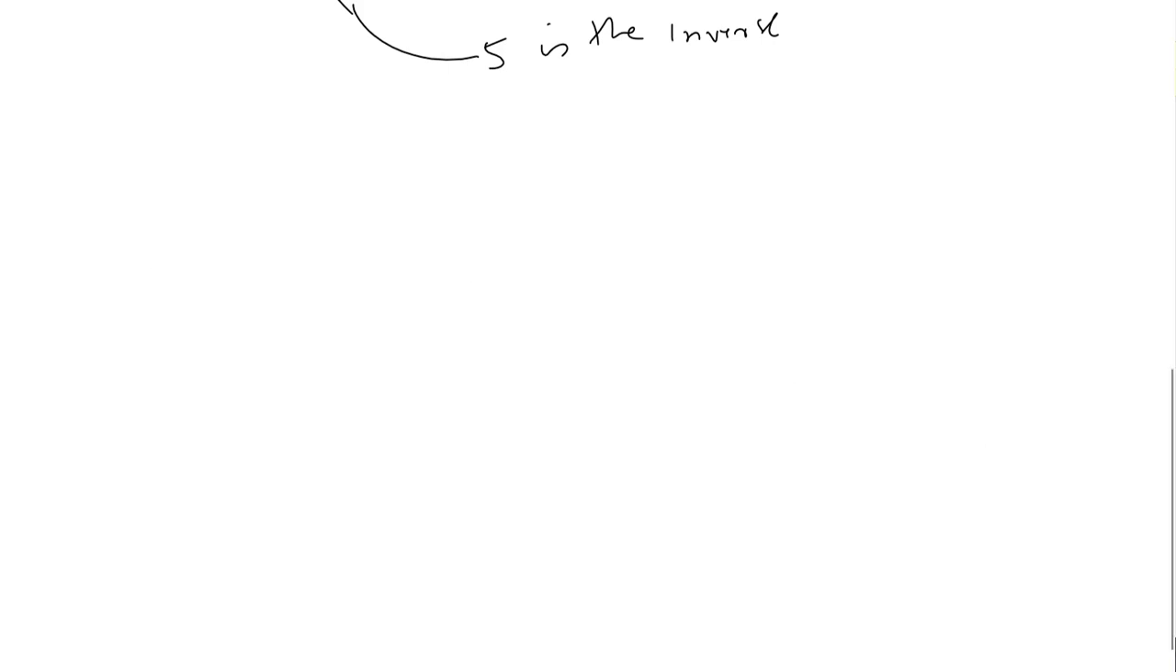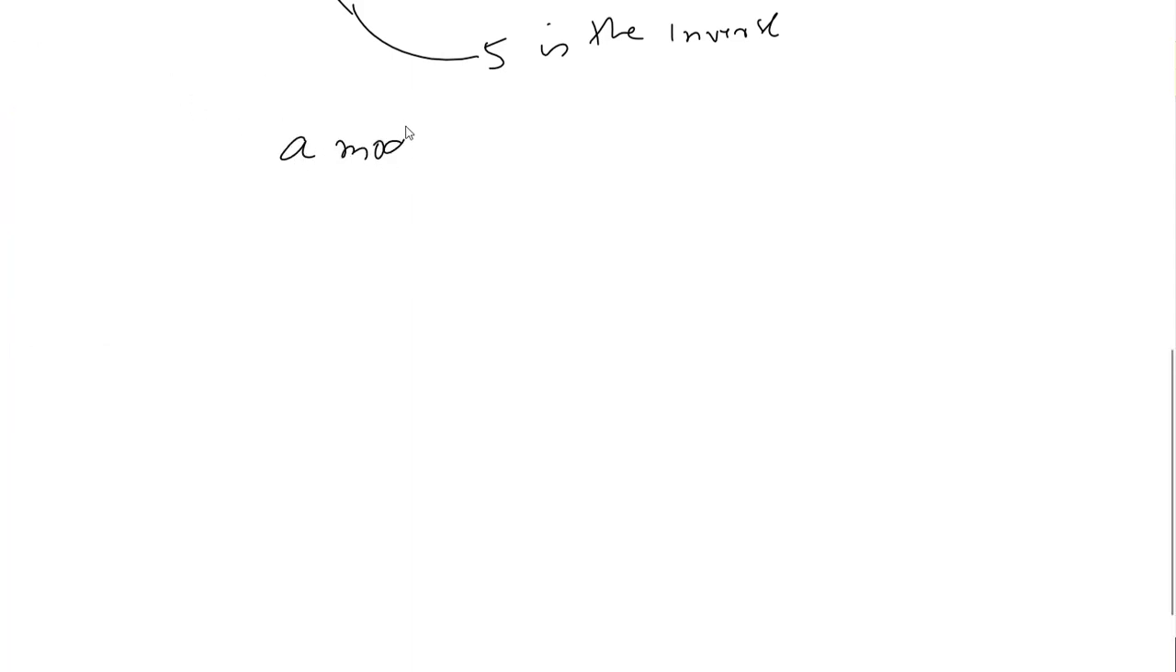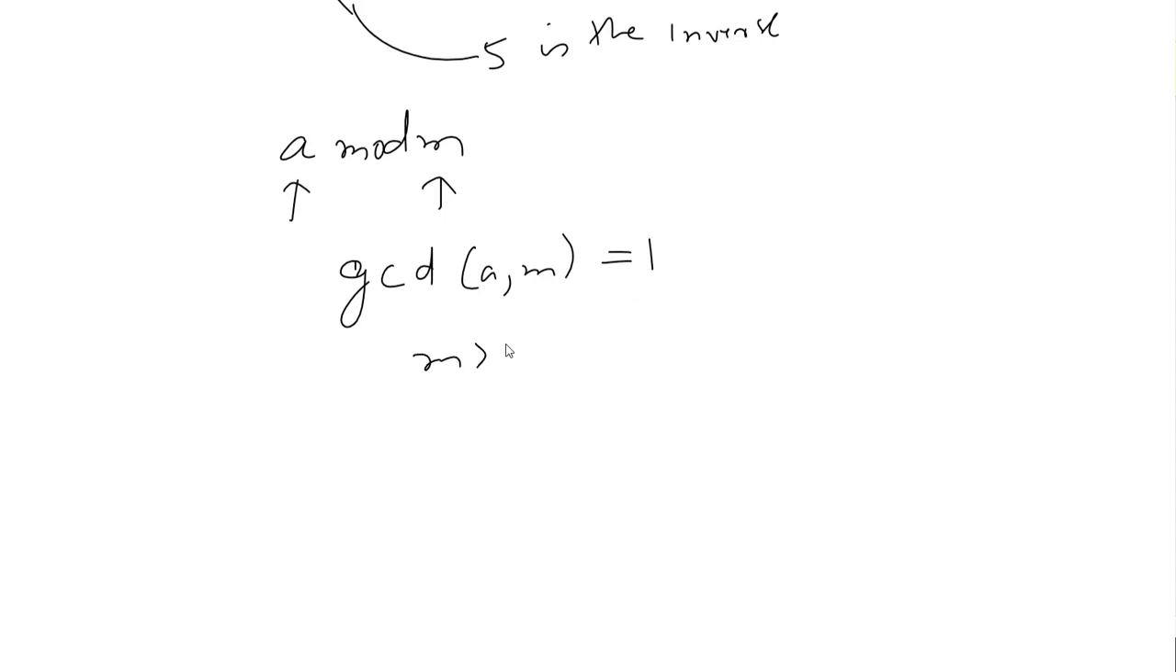So let's further our discussion on the inverse of A mod M. Now, if we have two numbers, A and M, that are relatively prime, which means that if you calculate the GCD of A and M, that will be equal to 1, and at the same time, M has to be greater than 1, then we can say that the inverse of A mod M exists.